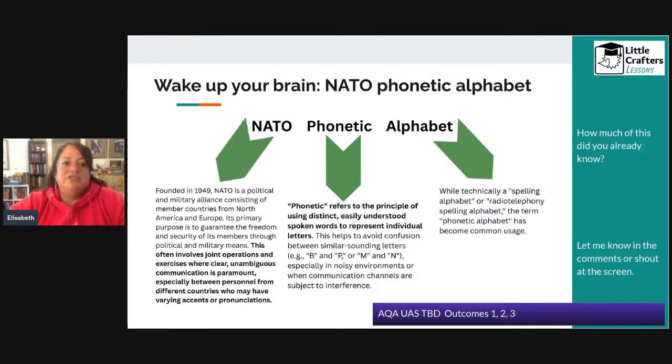Phonetic just means to use distinct, easily understood words to represent letters. So this helps with similar sounding letters. B and P can often sound very similar, especially if they're muffled. M and N can sound very, very similar. So they had to come up with a way to use phonics to help. And technically, this is a spelling alphabet. It's not really an alphabet with just letters. It spells things. But it's been called a phonetic alphabet for so long, it's just become common usage. So that's where the word comes from.